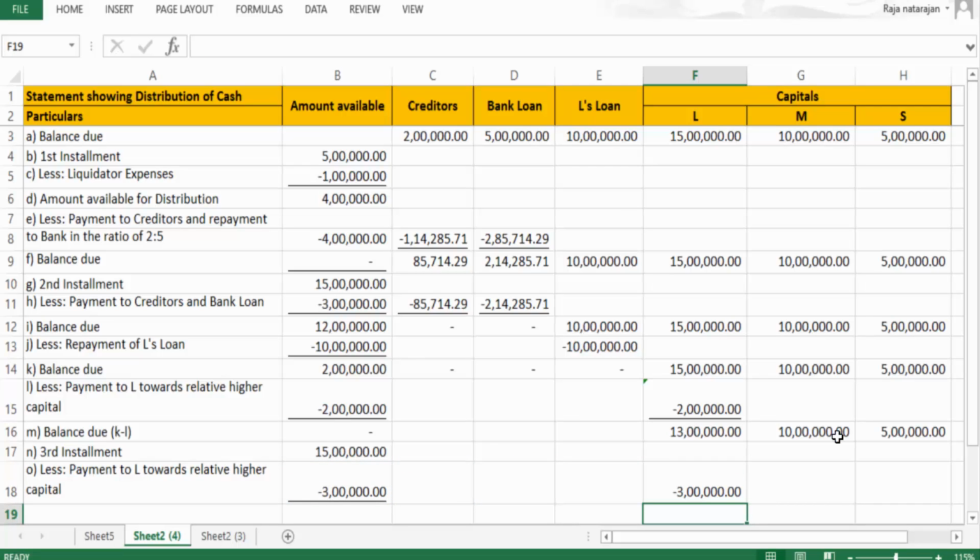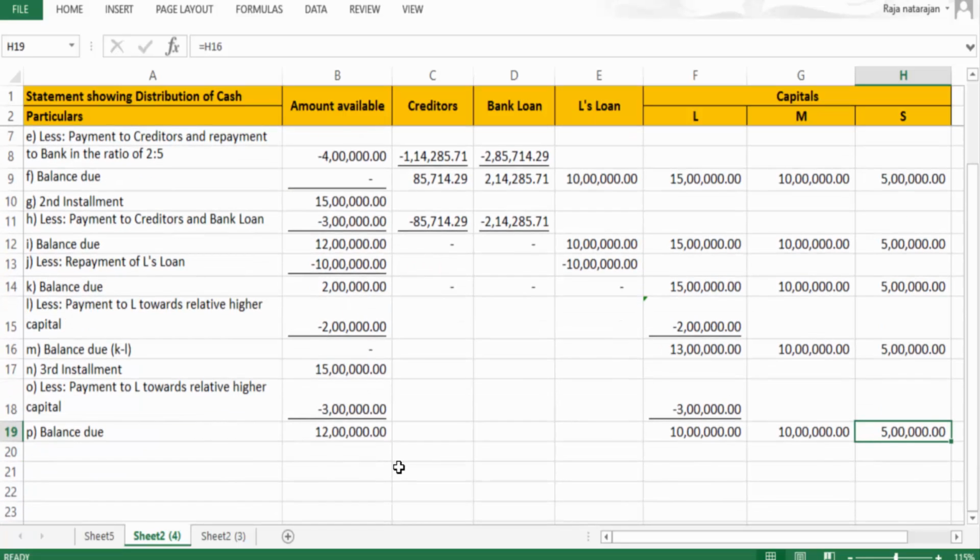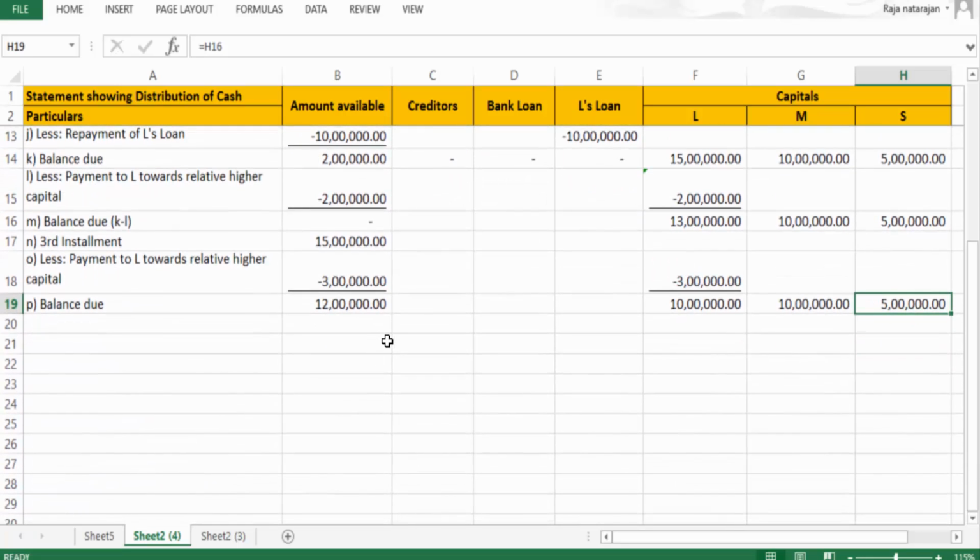Now let's arrive at what is the balance due. I'll call it as P. Balance due, it's going to be 15 lakh minus 3 lakh. So 12 lakh is due here, and here the due works out to 10 lakhs, yes, 13 minus 3, it is 10 lakhs, and here it is same, no payment has been made, 10 lakhs and 5 lakhs. Now the next payment should happen. This 12 lakh has got to be distributed. How are we going to distribute this 12 lakh?